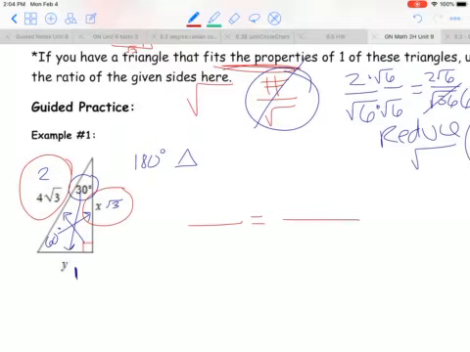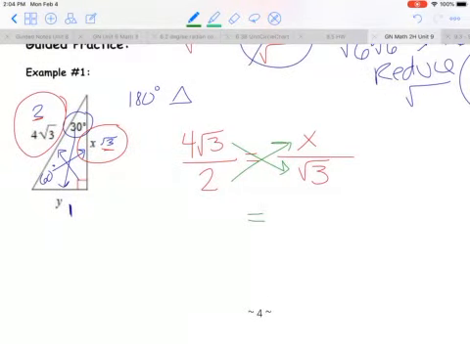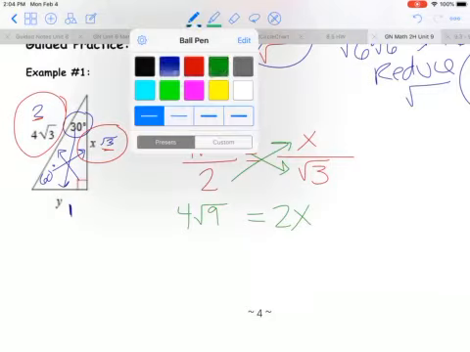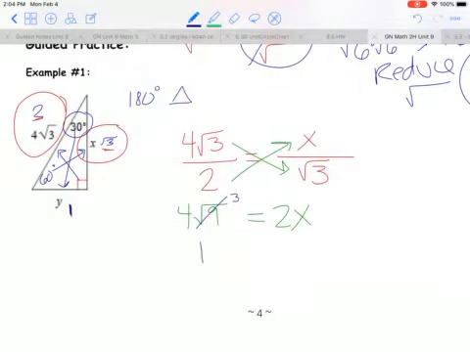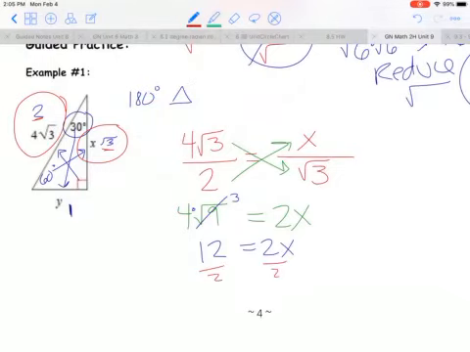So we're going to put the givens on top, and then the blue numbers, that 2 and that radical 3, on bottom. And then, just like last unit, we are going to cross multiply. So here we get 4 radical 9 and 2x, which really, that's a 3, which makes that a 12. And then we divide by 2. So we get 6 equals x.